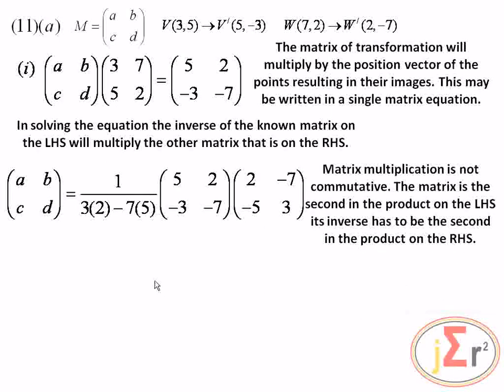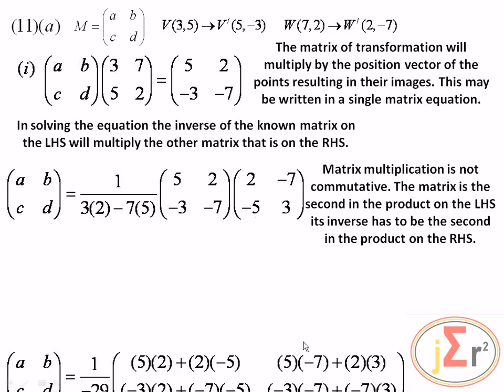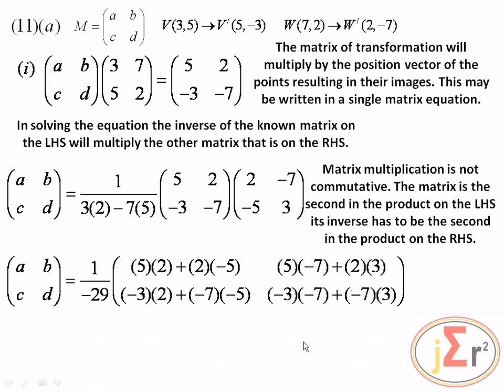Matrix multiplication is not commutative. The matrix is the second in the product on the left-hand side. Its inverse has to be the second in the product on the right-hand side. So we have this first. The matrix that we are eliminating is the second one. When we multiply by the inverse on the right-hand side, the inverse of this matrix will have to be the second one on the right-hand side.